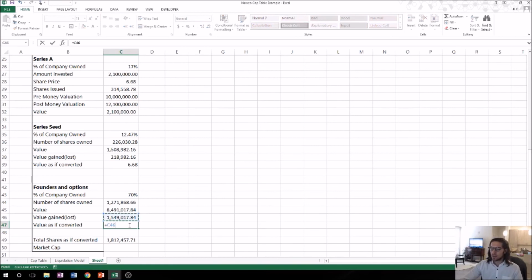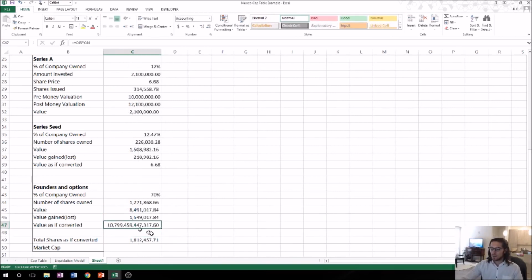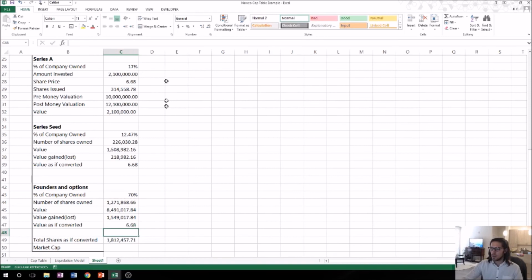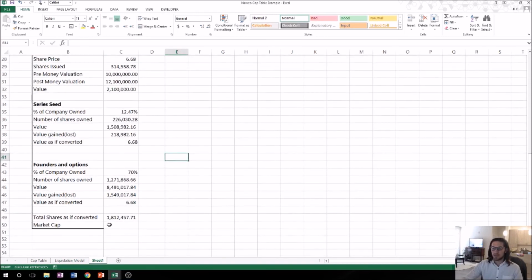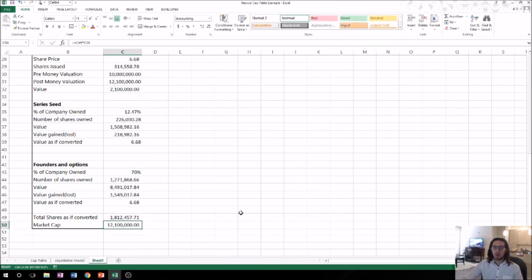And the value as if converted is the value divided by the number of shares. Whoops, that was not correct. The value divided by the number of shares, not multiplied by the number of shares. And we get that 6.68 number. Then the total market cap is the total shares as if converted times the new share price. That's that 12.1 million, which is the new post-money valuation. So it looks like all of this is working correctly, and we'll move on to the Series B.